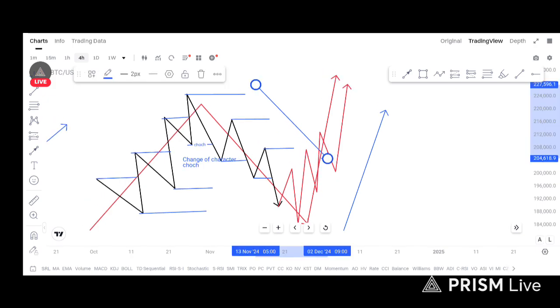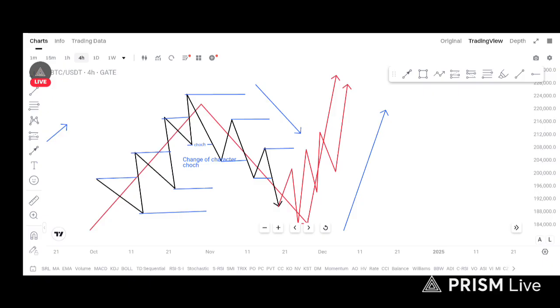So don't be confused. This arrow is just showing us that our market is in a pullback phase and this is a correction.